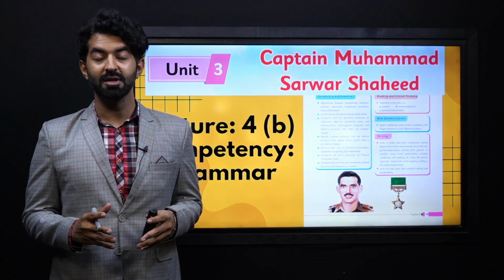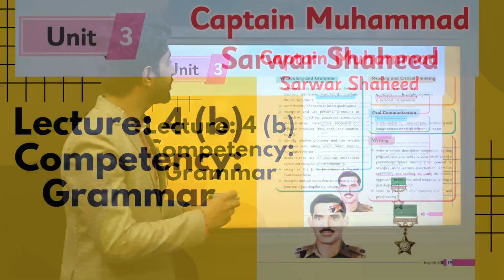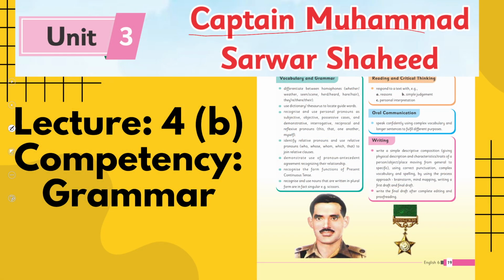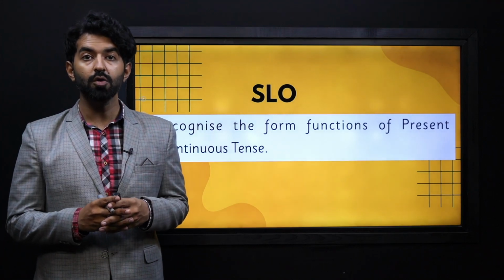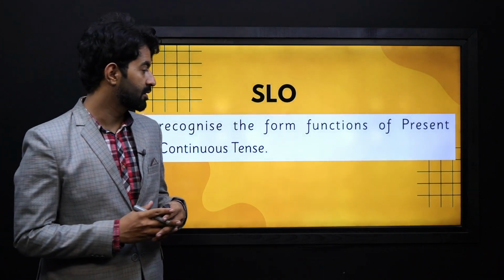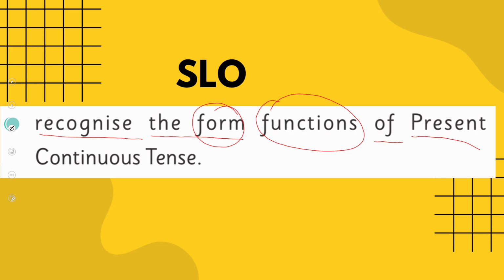So my dear learners, in today's video lesson, we will be covering an SLO from unit number 3. The title is Captain Muhammad Sarwar Shaheed. This will be our lecture number 4B. Again, we are dealing with our competency of grammar, and let's read our student learning outcome or SLO for this lesson. So our SLO is: recognize the form and functions of present continuous tense.